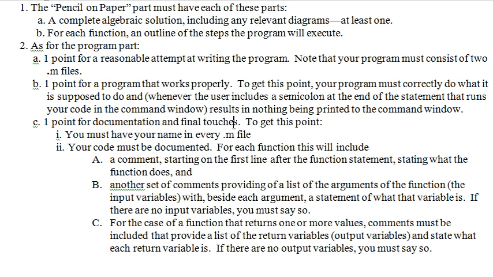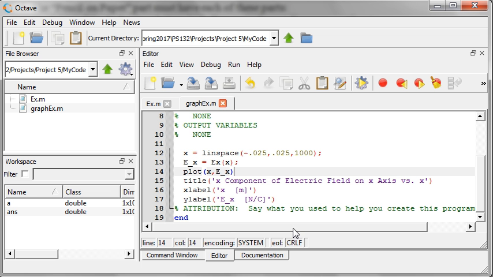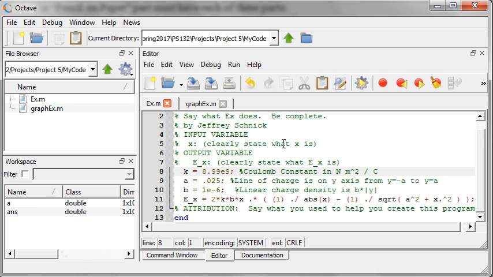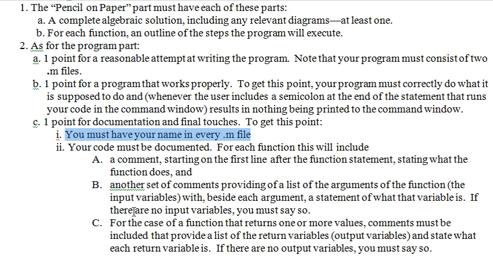Okay. 1 point for documentation and finishing touches, you actually have to have your name in every file. If it's not there, you don't get the point for documentation. So I think I remember putting it in both. There it is in one of them, and there it is in the other. Okay. So I got that piece of the checklist.